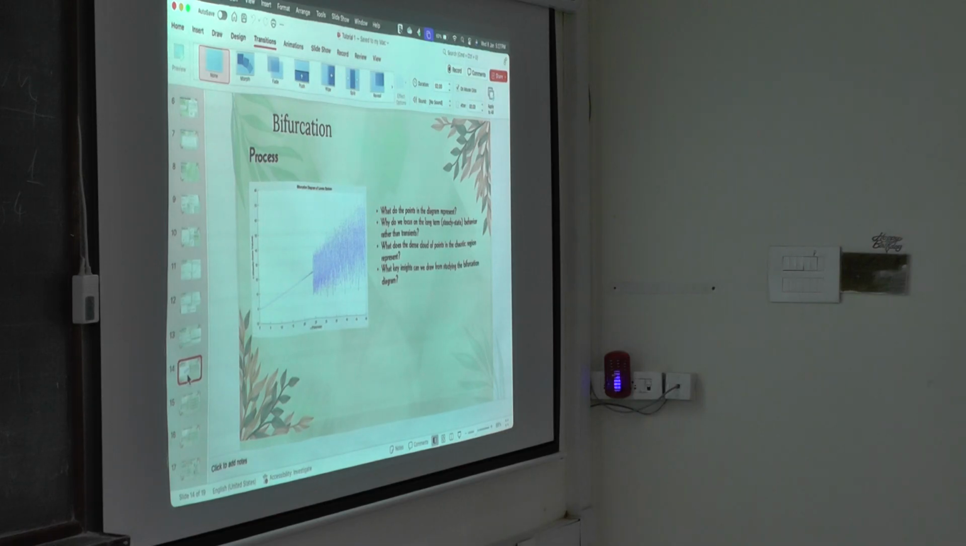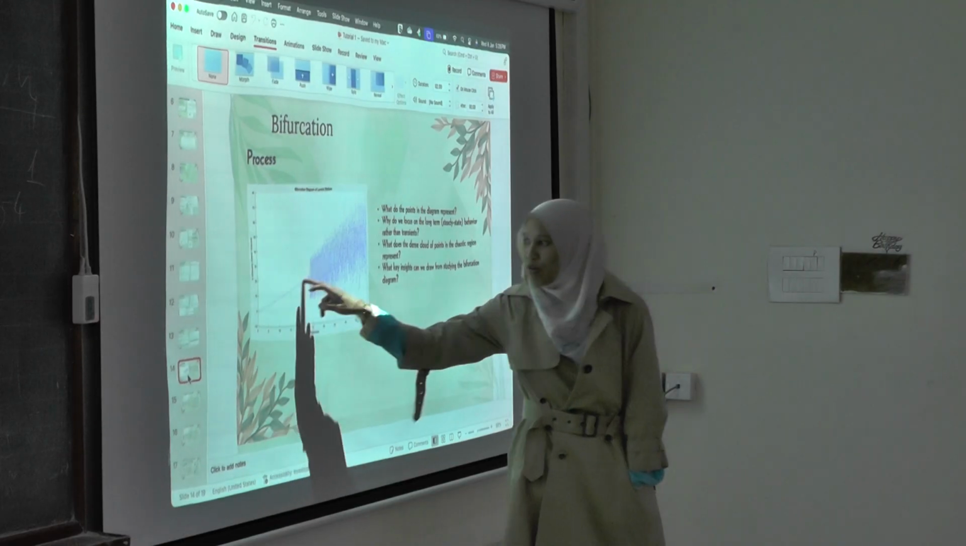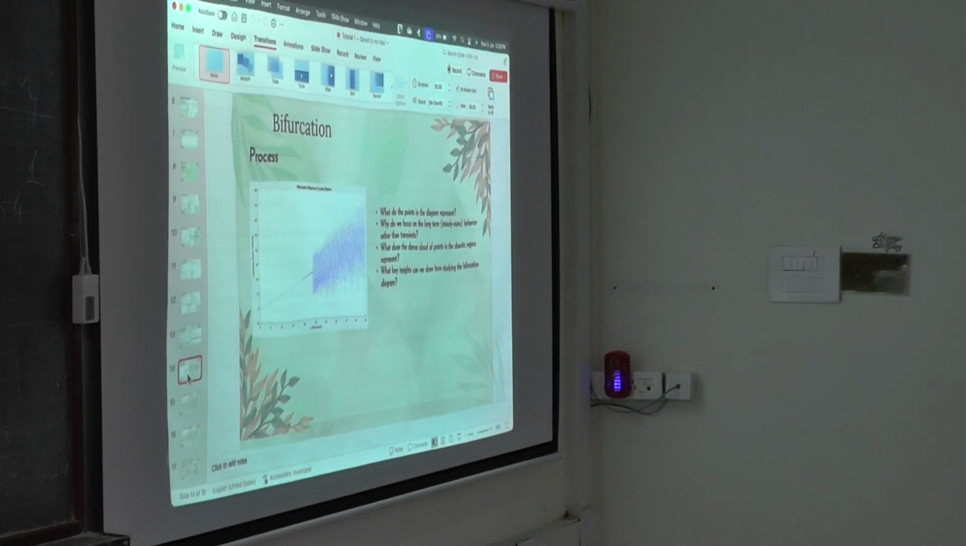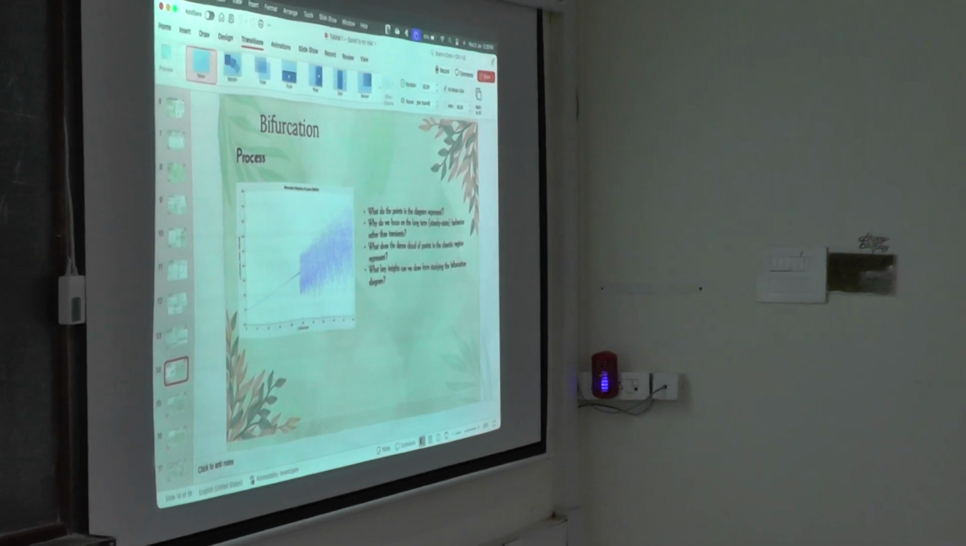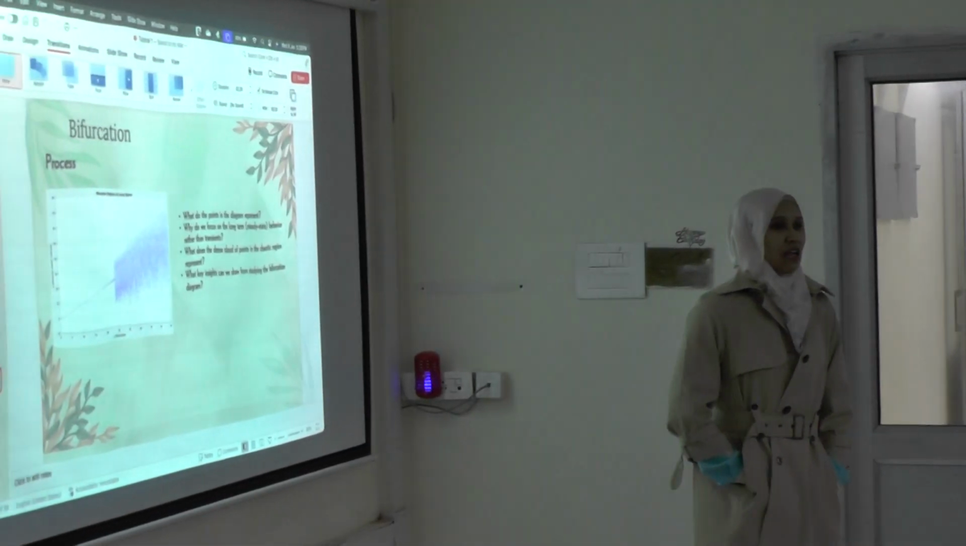What do the points in the diagram represent? You see the dense points here. Is it important to remove this interval for the transient effect? What happens if you didn't do that? Yeah, that's a good question. In Lorenz nothing happens, but in Rossler, if you do not remove the transient, you don't get the bifurcation.